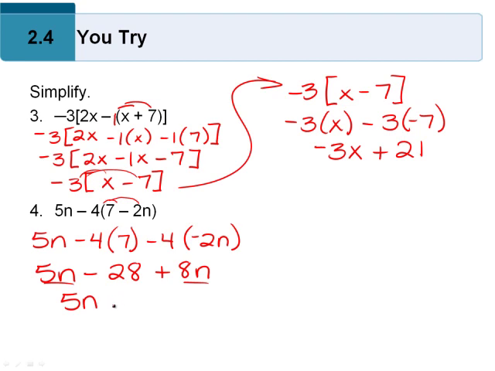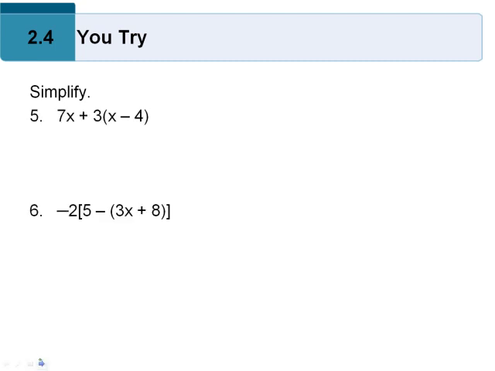So I'm going to write them beside each other so you can see what's going on. And put minus 28 at the end. Okay? 5n plus 8n is 13n minus 28. And that's it. Okay? So hopefully you're doing pretty good so far. We'll just check your way and see.